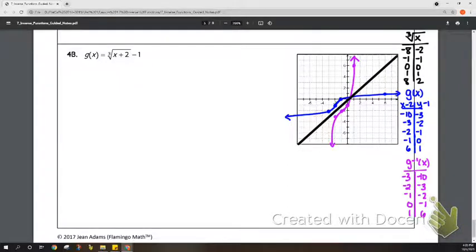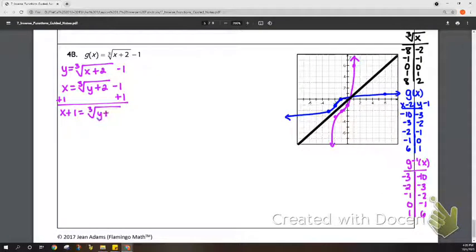So remember, our first step is change g of x to y. So y is equal to the cube root of x plus 2 minus 1. And then switch your x and y. So x equals the cube root of y plus 2 minus 1. And then solve for y. Right now that y is under the cube root, so let's move the 1 over. So x plus 1 equals the cube root of y plus 2.